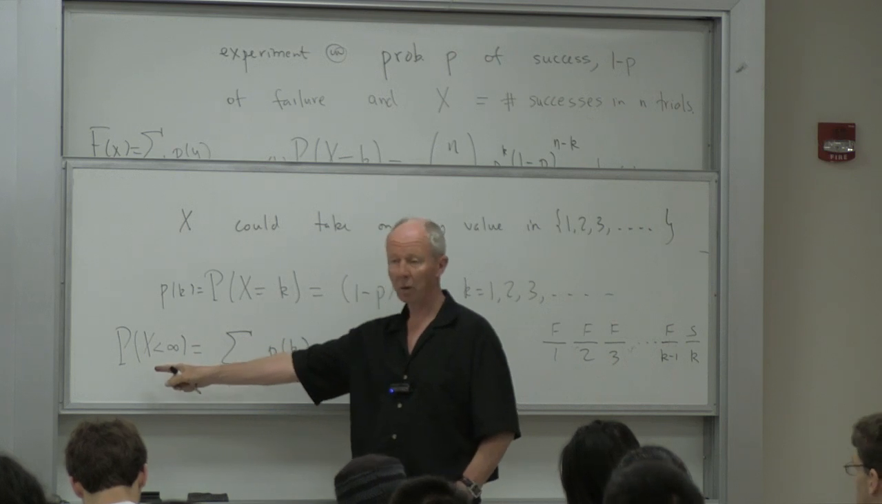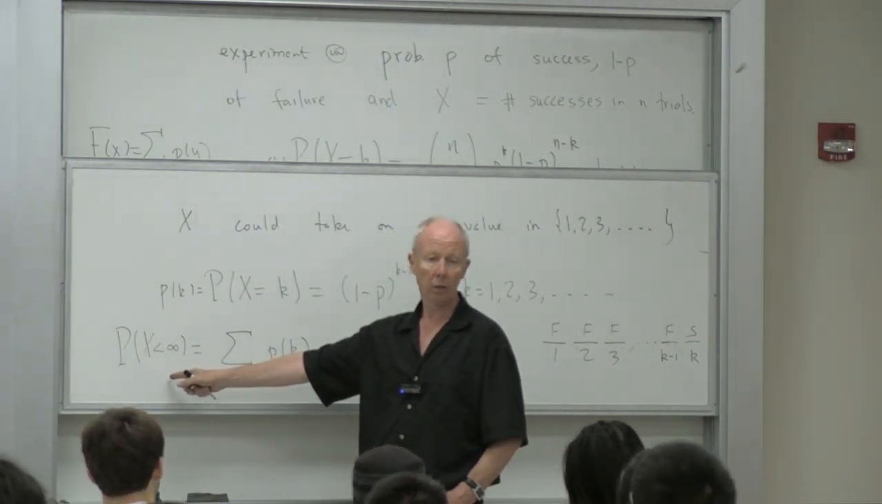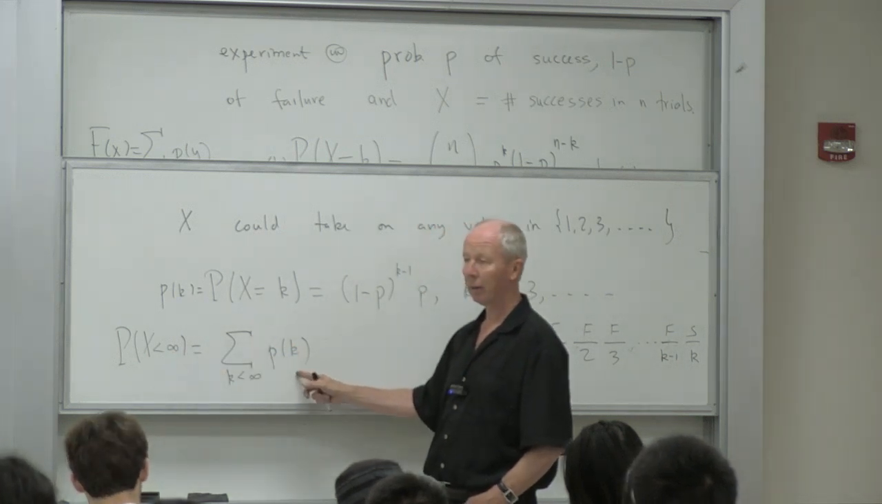What should this number be? The probability that X is finite? 1. So this sum better be 1. Is it 1?